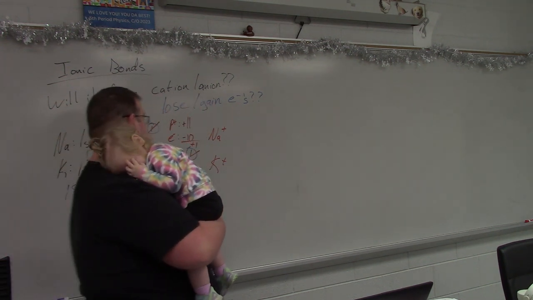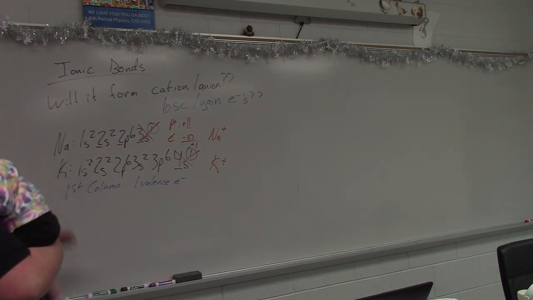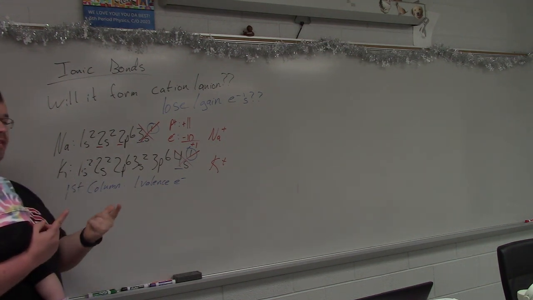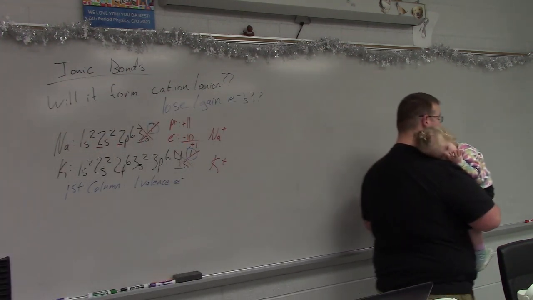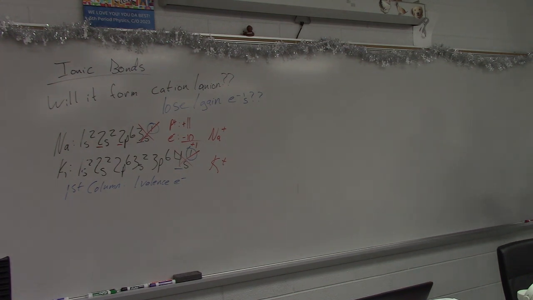So, here's what we have. Ionic bonds are going to form when these do this. Now, the bond's going to come from where these electrons are going to be going. Electrons have to go somewhere. They're just not magically going to go somewhere. I can't just yeet one out and say, I don't care where you go. You just can't stay here.